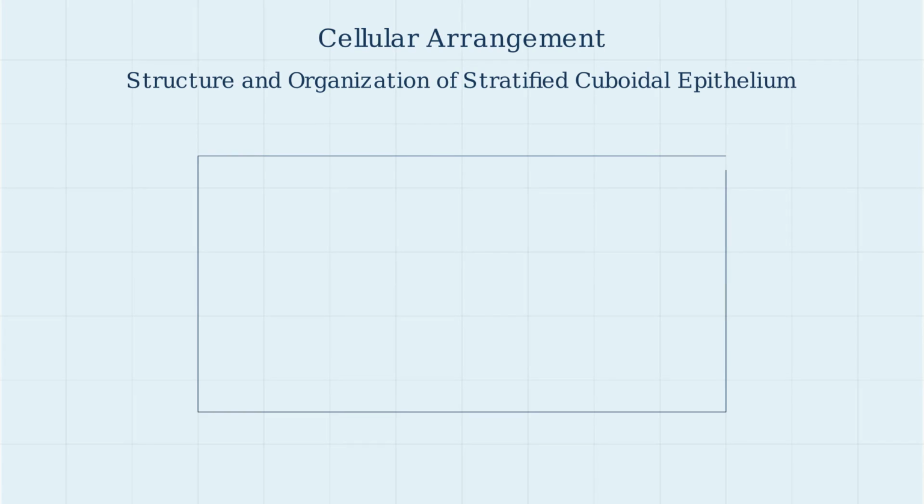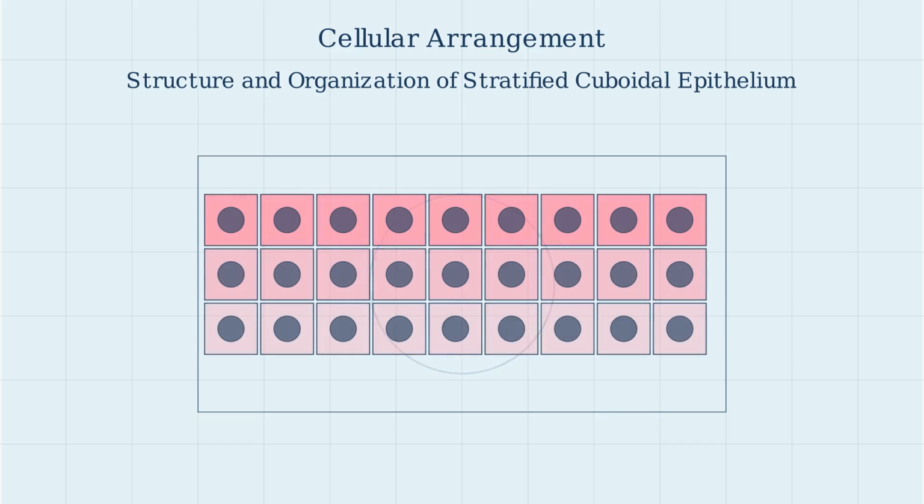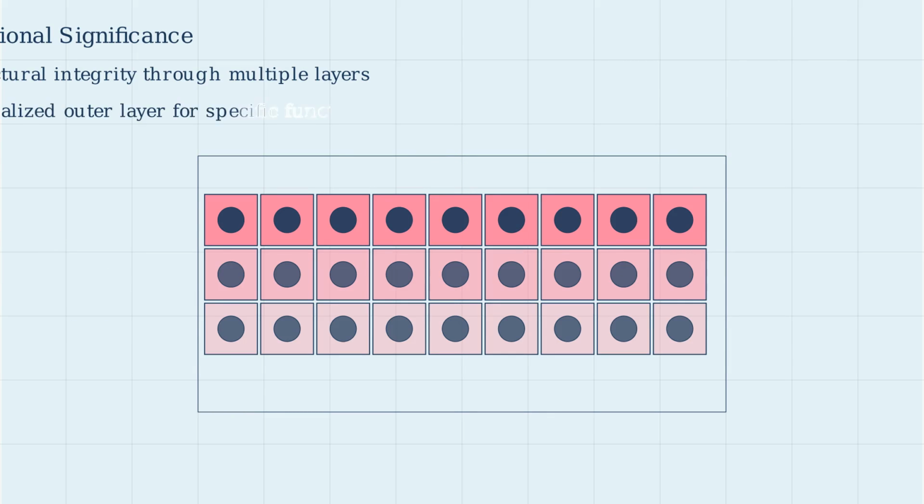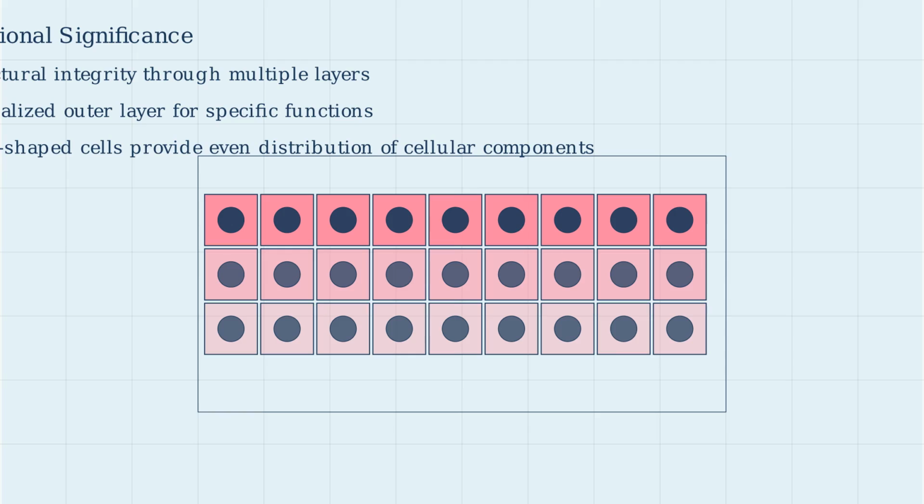The cellular arrangement of stratified cuboidal epithelium features multiple distinct layers of cells. When we examine the tissue more closely, we can see the stratified nature with multiple layers of cells. The outermost layer is composed of cube-shaped cells that have roughly equal height and width dimensions. This distinct arrangement provides both structural integrity and functional specialization to the tissue. The multiple layers provide protection, while the cube-shaped outer cells are specialized for the tissue's specific functions.